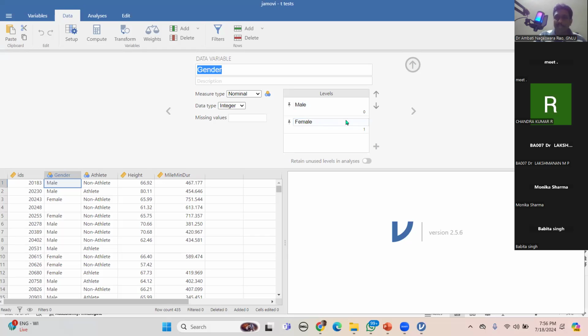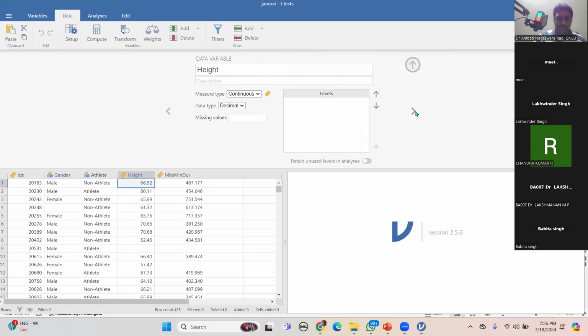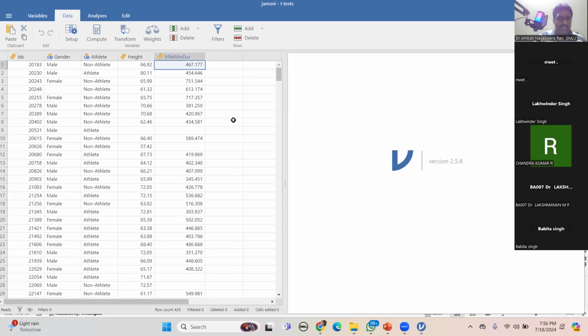One has to have clarity on the coding. With the next variable, athlete category, we again have non-athlete and athlete: non-athlete is 0, athlete is 1. The next variable, height, is continuous data, decimal data. The next variable, mile per minute duration, is again continuous decimal data. So I just verified my data, and I don't think there is any problem with it.